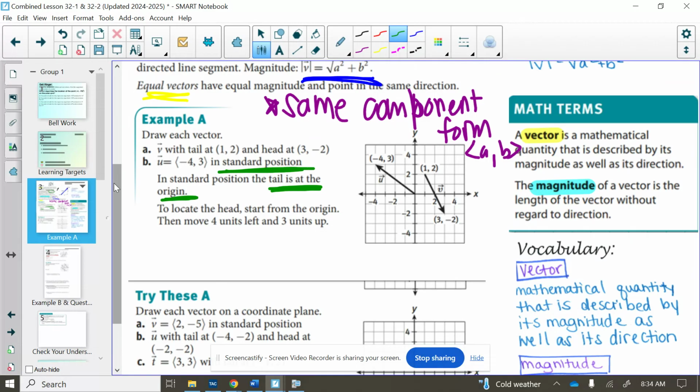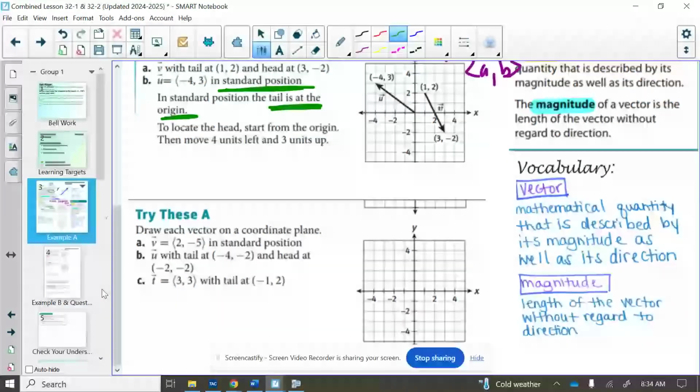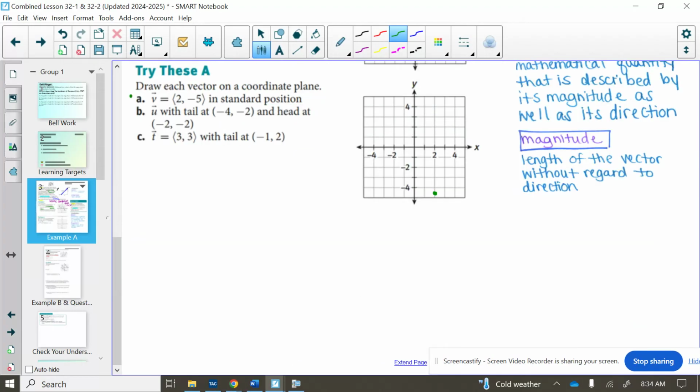So for these first examples, we have some vectors that we want to draw on the coordinate plane. For this first one, vector V, we are going to start at (2, -5). We are in standard position, excuse me. So when you're in standard position, really you're starting at (0, 0), and we are going to the right 2 and down 5. So our vector V would look like so.